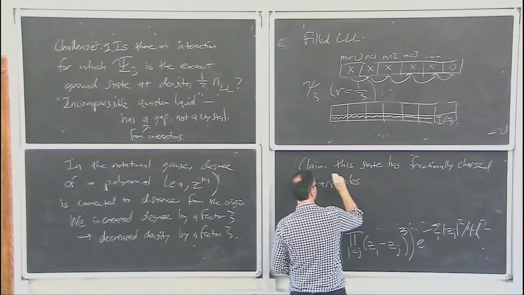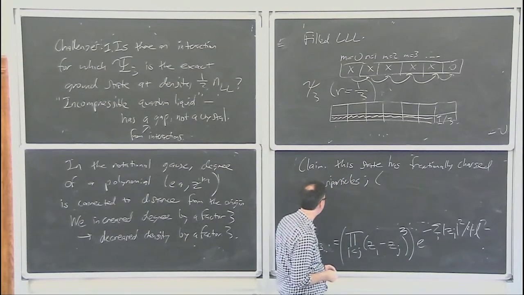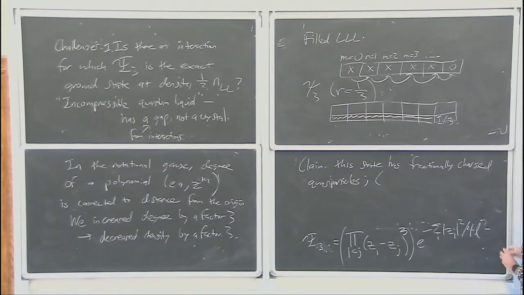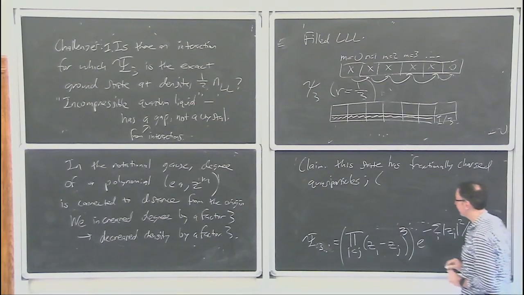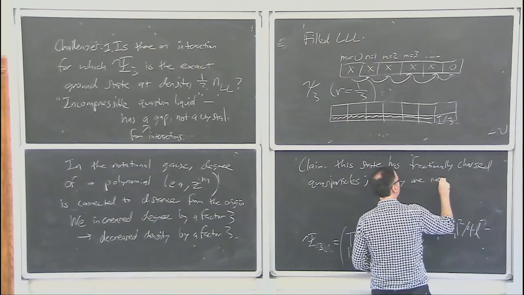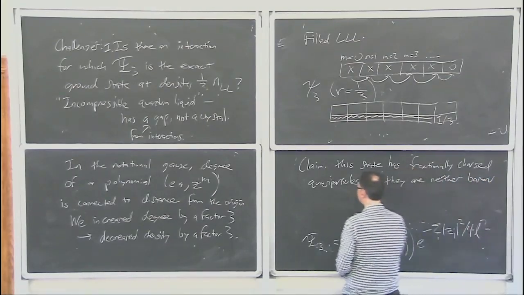And this is all there, really, in the original Laughlin paper. It wasn't quite expressed in modern language, but it is quite an amazing paper. They're also anyons, which means they are neither bosons nor fermions.